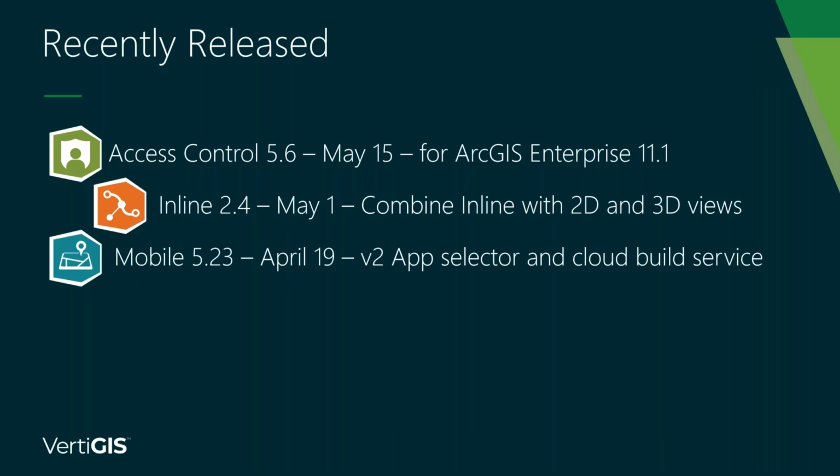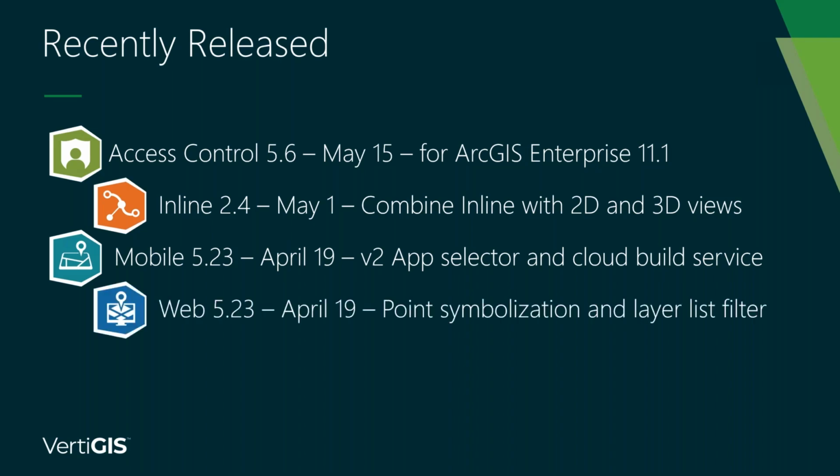Mobile 5.23 came out April the 19th. We introduced, actually, I think you'd already seen the V2 app selector at this point, but improved it. We've been working iteratively with your feedback. We also introduced in this release the cloud build service. So prior to this, we had two different build services. There was a cloud one and one that you could install on-prem. Now we've consolidated all our engineering into a single cloud build service for building custom apps on top of VertiGIS Studio Mobile. Web 5.23 came out same date.